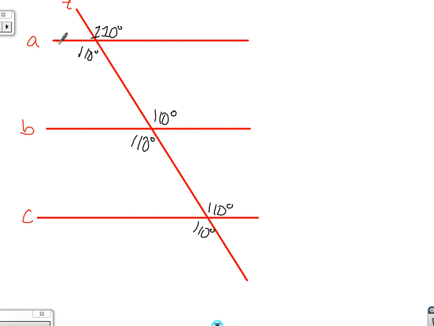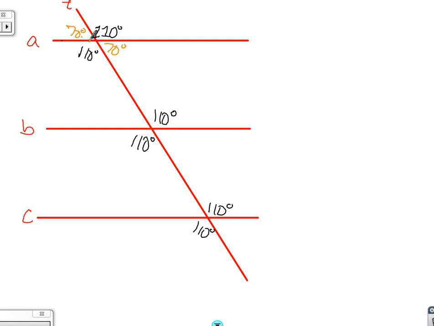A straight line is 180 degrees. So these two angles are supplementary, which means they form 180 degrees. Since we already have 110 of the degrees, what we need for the remainder of the angle will be 70 degrees here. The vertical angle across from it will also be 70 degrees.